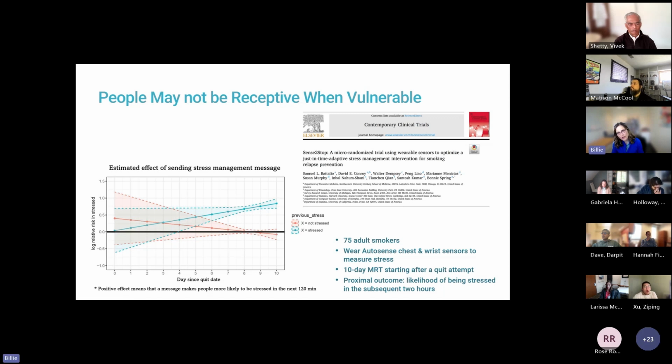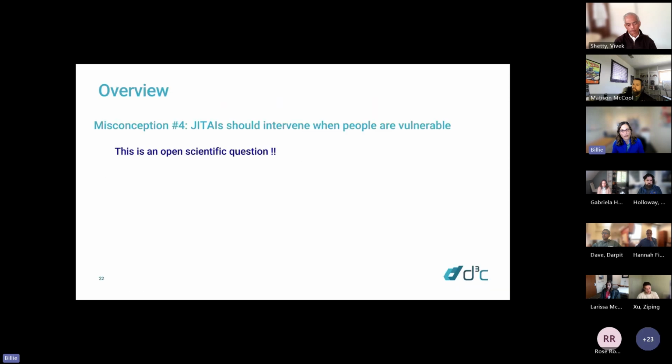And we think that it has to do with stress, although it's been a state of vulnerability for a lapse. It's probably also a state in which people are not receptive to the digital prompt. Maybe they're experiencing cognitive overload, so they can't really process and take advantage of the prompt. So whether or not we should intervene when people experience states of vulnerability in real life is an open scientific question that we should investigate rather than make assumptions about.